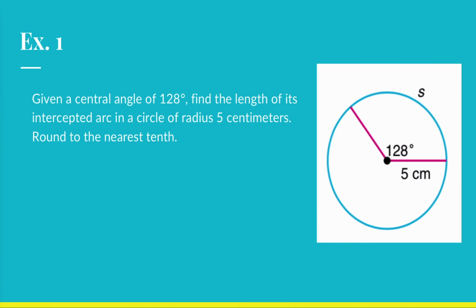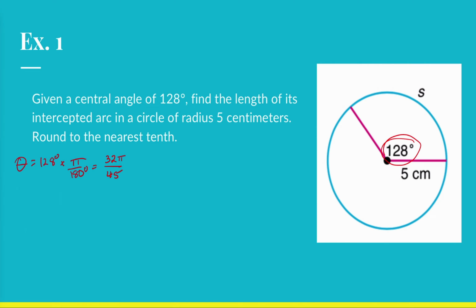So given a central angle of 128 degrees, find the length of its intercepted arc in a circle of radius 5 centimeters, round to the nearest tenth. So first thing we have to do is convert 128 degrees to radians. So multiply by pi over 180, and 128 divides by 4. That gets me 32 pi over 45 as my angle theta. And that's good enough. We can leave it as a fraction.